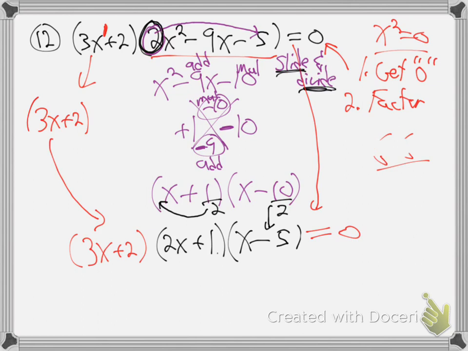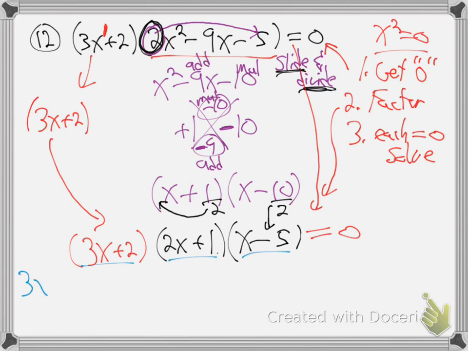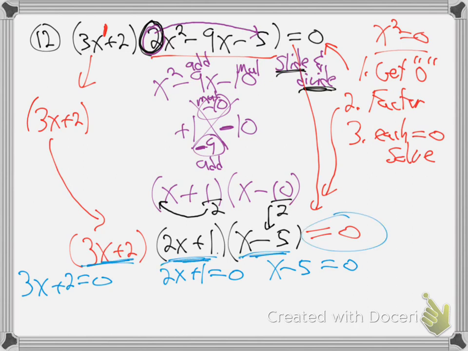Remember the third step? So here's step 2, factor. We did that. Step 3, each one equals 0 and solve. So that means each of these three, so this one, and this one. So 3x plus 2 is 0, 2x plus 1 is 0, x minus 5 is 0, right? Because these are three things multiplying to equal 0.